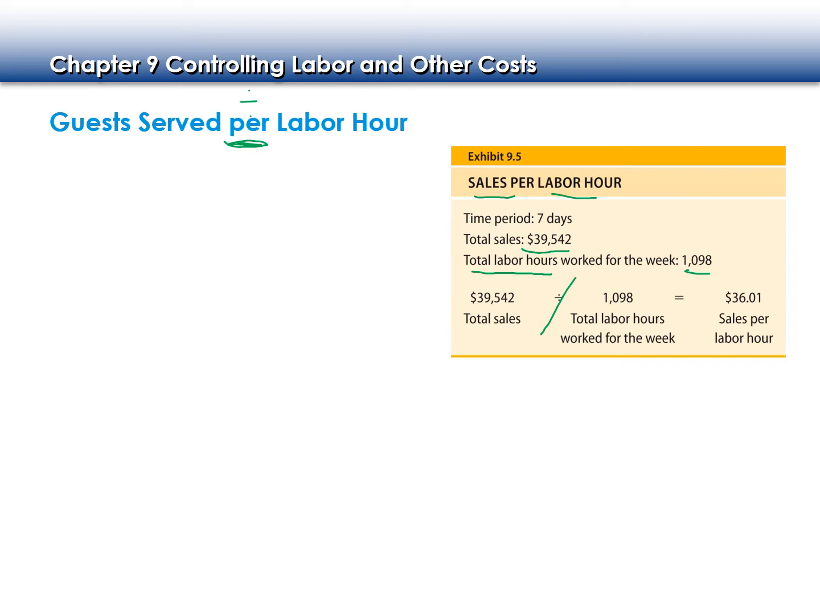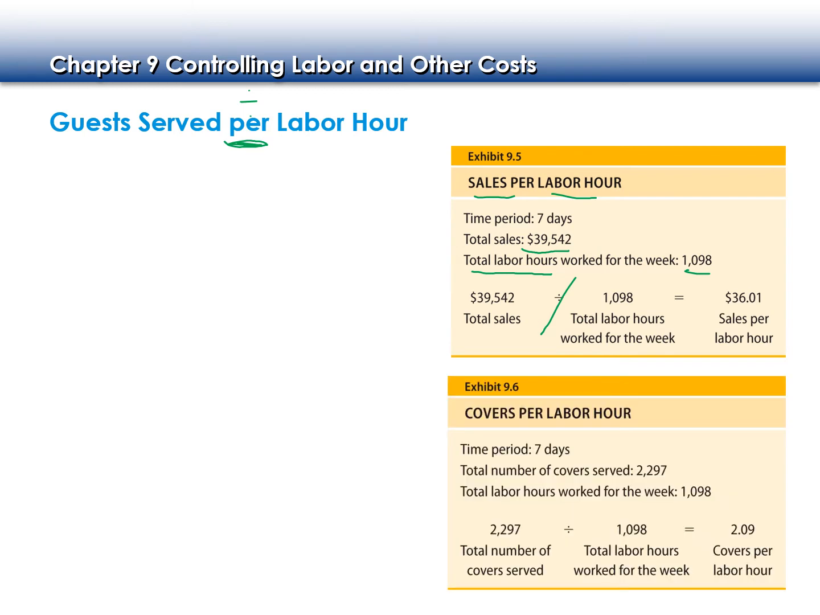Now these are just numbers. It really just depends on the operation. What is a good number? Obviously, we want to make sure that our sales per labor hour is higher than what we're paying per labor hour. We want to make sure we're making some money there. But this is one way we can see the productivity level of the labor hours. If this number is decreasing, that may mean that we're having too many people on the shift, and we need to start sending people home on a regular basis.